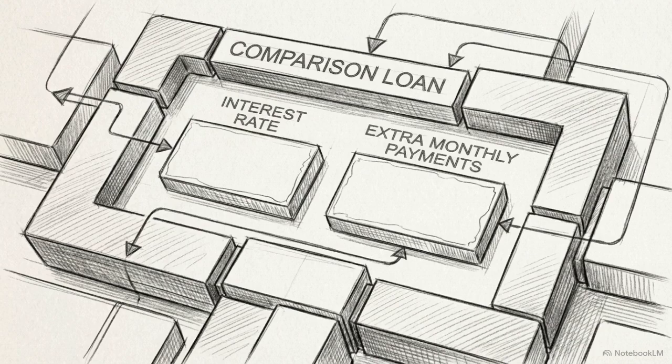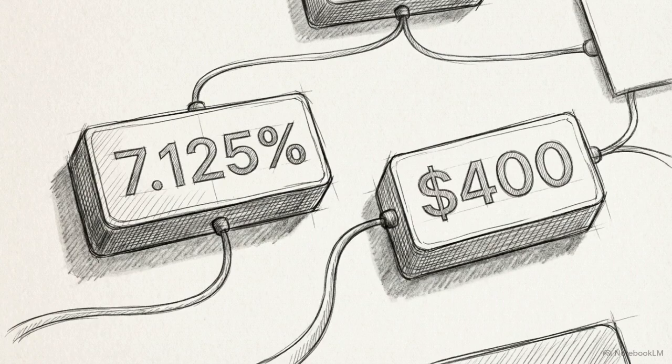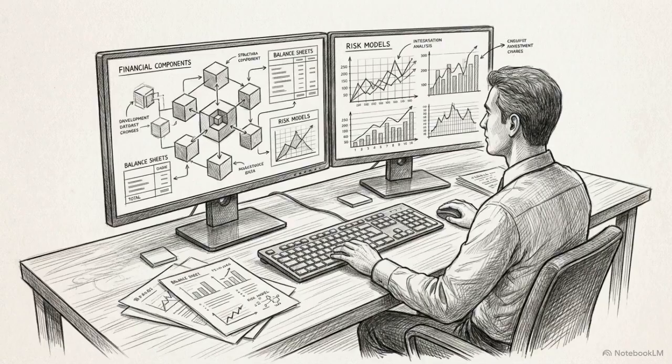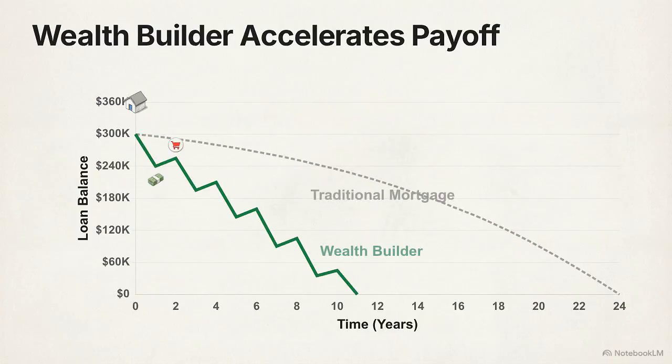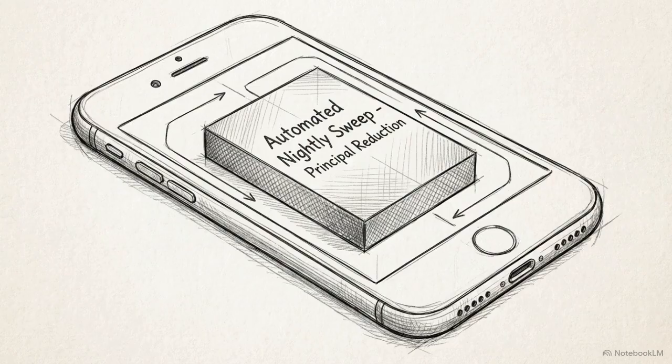Now establish the comparison benchmark. Input the terms of a traditional 30-year fixed mortgage, including the interest rate and any extra monthly principal payments the borrower plans to make. Accurate inputs here are essential. The entire psychological impact of the final presentation relies on contrasting the dynamic wealth builder structure against this rigid, traditional baseline. The main mechanism of this loan is the nightly sweep feature.